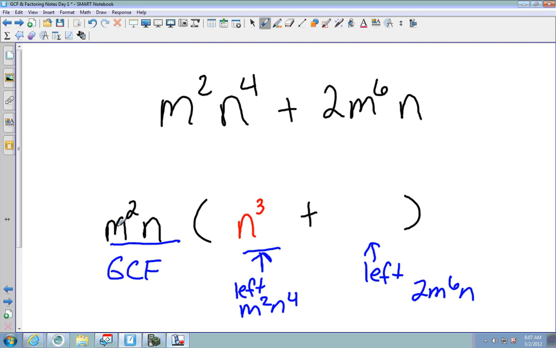Now, the m's went away because when I go back to take this times this, that's when it puts it back together. Hopefully in the next step I'll be able to help make some more sense. Right here, the 2 needs to come back here. There are 6 m's here. How many did I pull out? 2 of them. How many are left? 4. M to the fourth. I need an n in this one. I pulled an n out so I don't have to put it back in there. This is my answer.